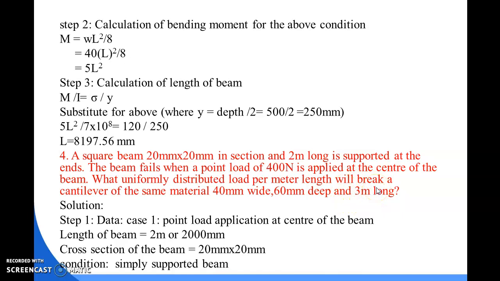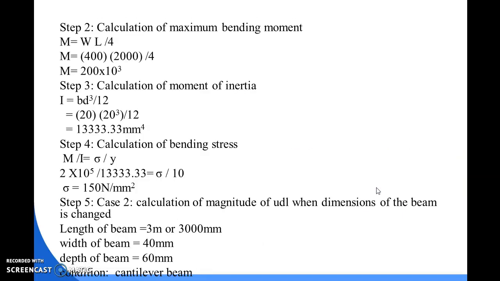So now we will solve this question. First of all, for the simply supported beam, we have to calculate the value of maximum bending moment. As we know, in case of a simply supported beam subjected to one point load at the midspan, the maximum bending moment occurs at the center of the beam, which is WL by 4.